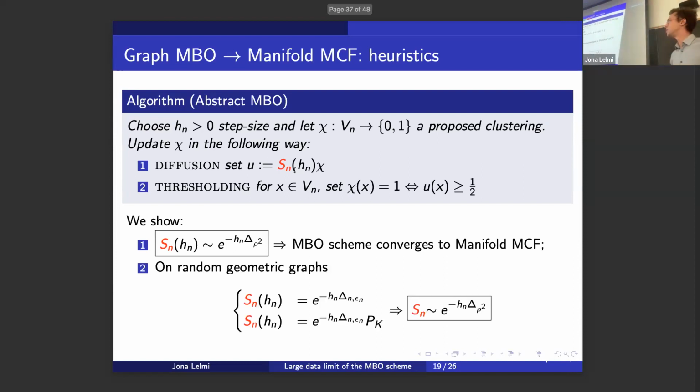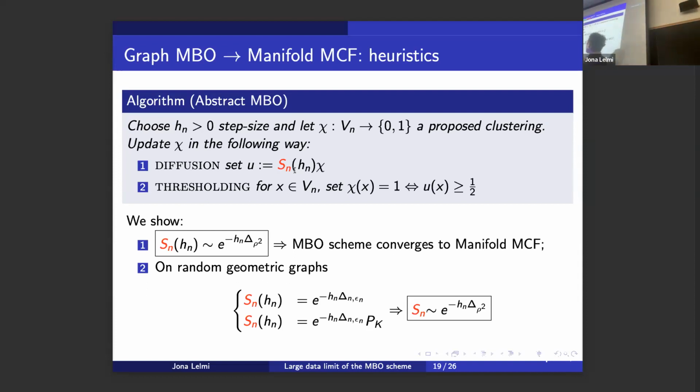And then the second step is we prove the following thing. We prove that on random geometric graphs, with these two choices, which I will comment on in a moment, this condition that we see in the first step is satisfied with very high probability. And in particular, this implies that on random geometric graphs, the MBO scheme converges to manifold mean curvature flow.